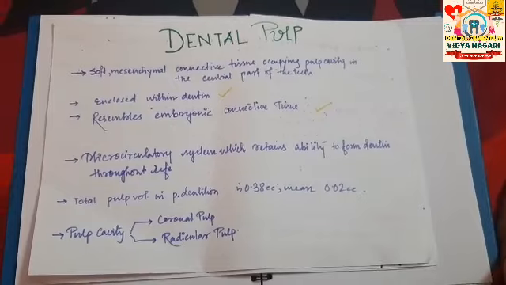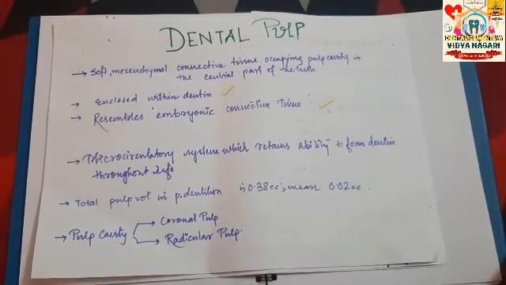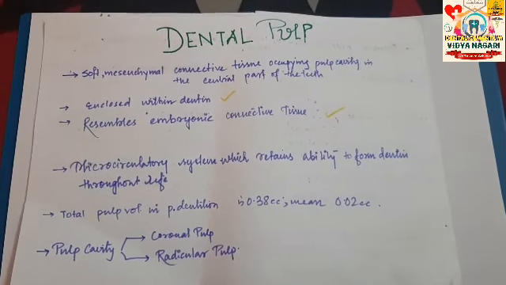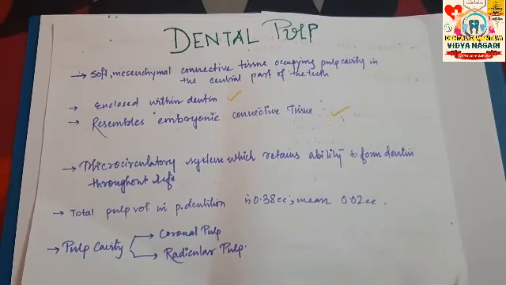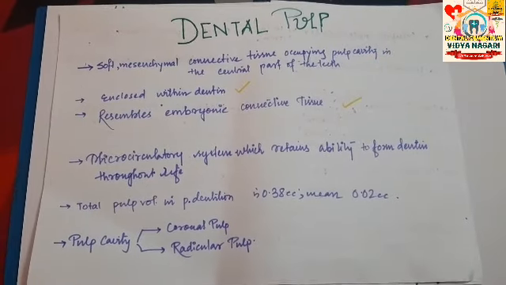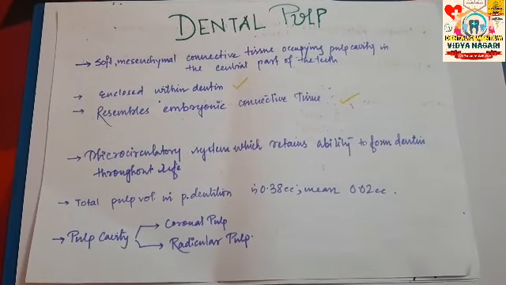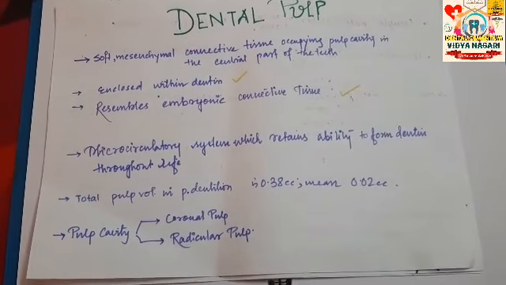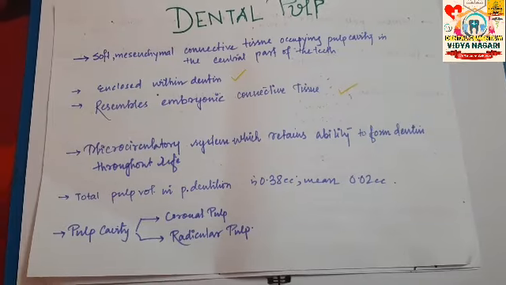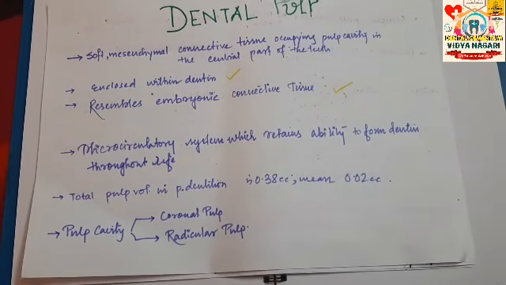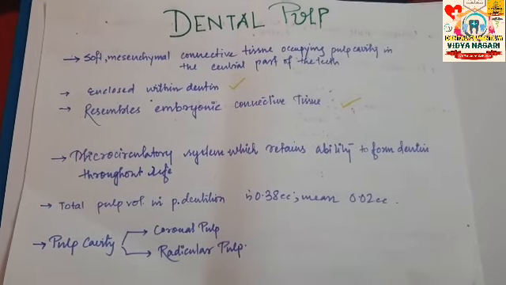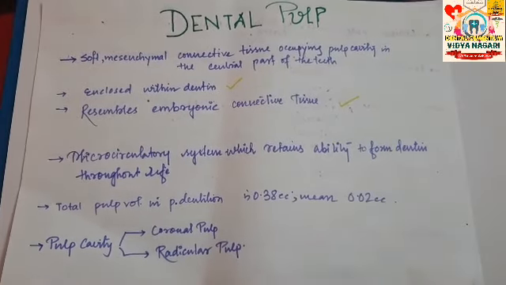Dental pulp is a soft mesenchymal connective tissue occupying the pulp cavity in the central part of the teeth. This is enclosed within dentin and highly resembles embryonic connective tissue. It has a microcirculatory system which retains the ability to form tooth dentin throughout life. The total pulp volume in permanent dentition is 0.3 cubic centimeters. The pulp cavity can be classified into coronal pulp and radicular pulp.